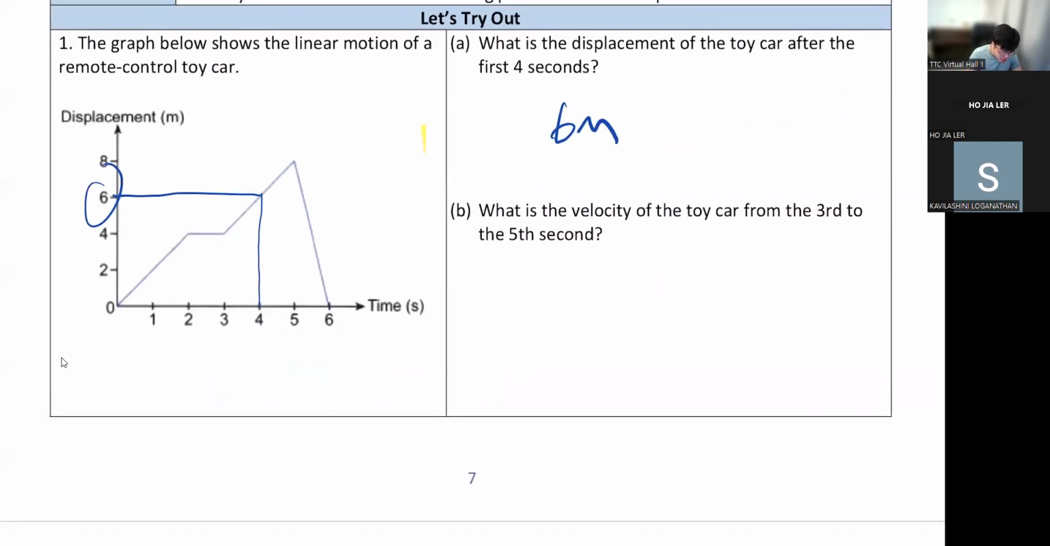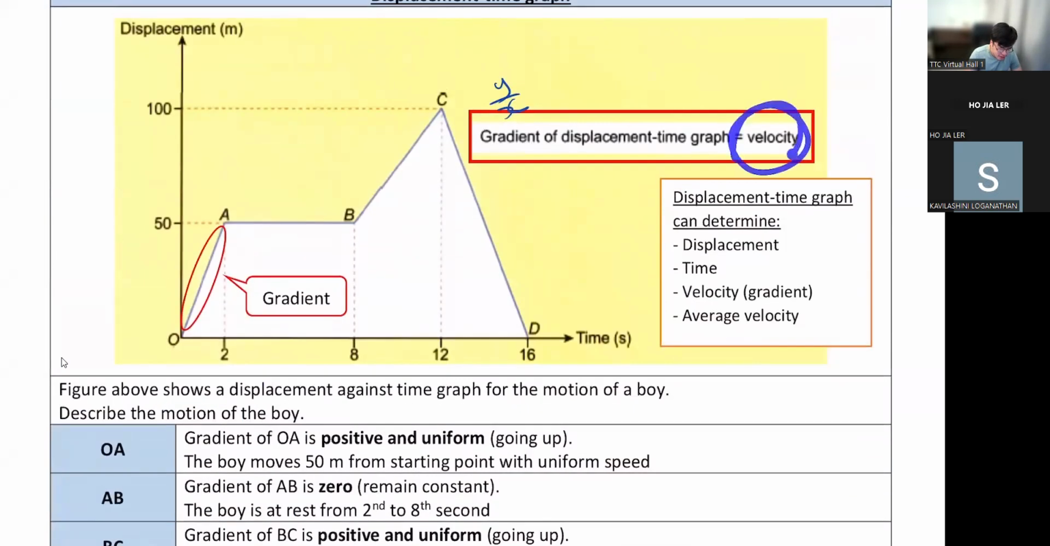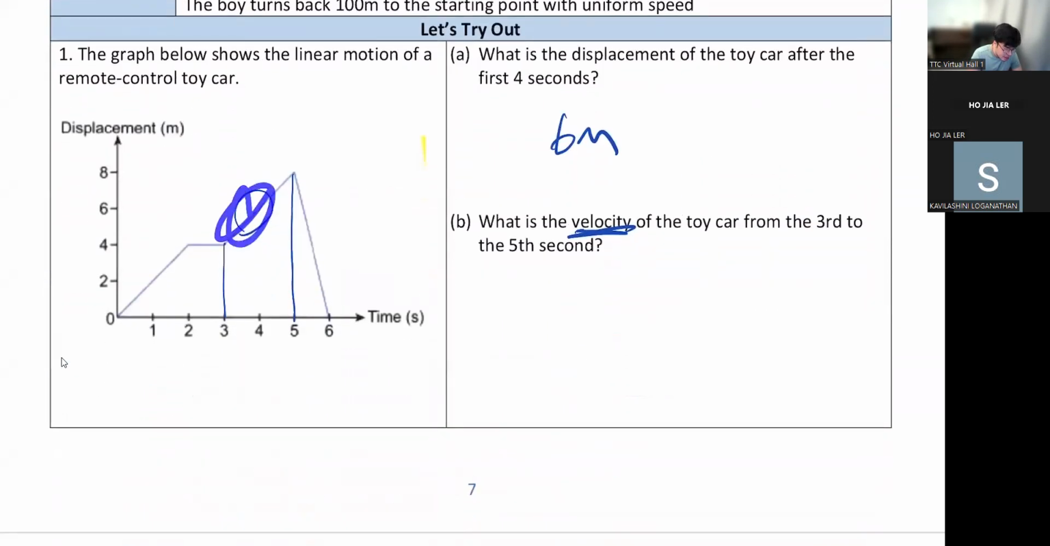I hope you're okay. So what is the velocity of the toy car from the 3rd to the 5th second? From the 3rd to the 5th second, that means here, what is the velocity? How do you find velocity in the displacement-time graph? You find the gradient, right? When you find the velocity, you find the gradient. So you are looking for this gradient. Do you still remember how to find gradient?